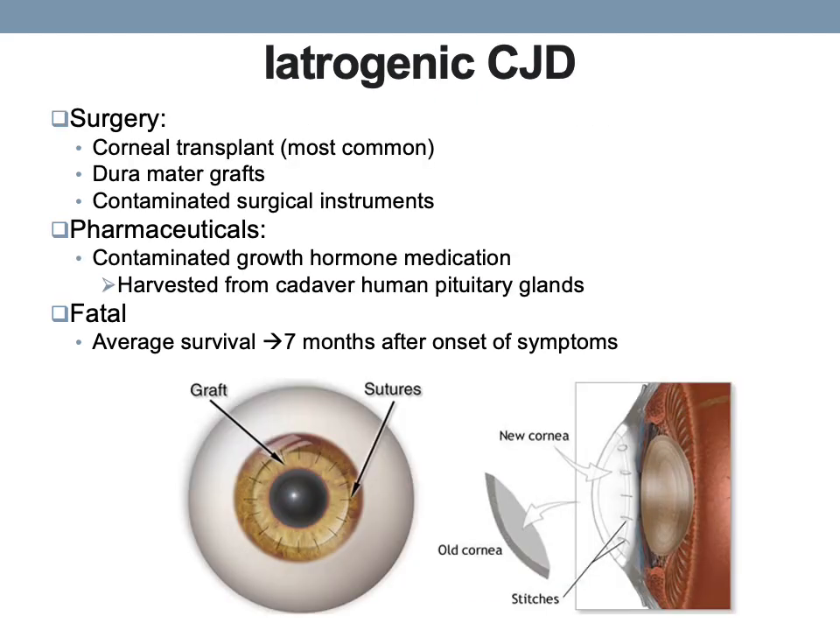So I mentioned before, iatrogenic CJD is transmitted medically. Surgically, the most common way is through corneal transplants, but it also can happen with dermatografts or contaminated surgical instruments. Pharmaceuticals that can pass this on are contaminated growth hormone medications that are harvested from the cadavers of human pituitary glands. And again, as all the others, they're fatal, and the survival is about 7 months after the onset of symptoms.